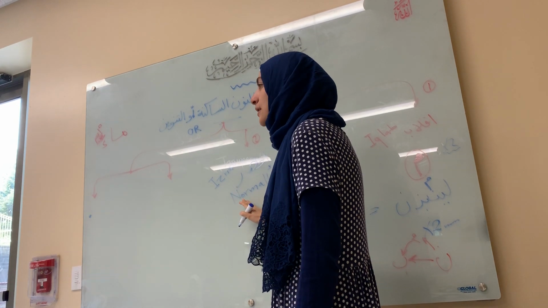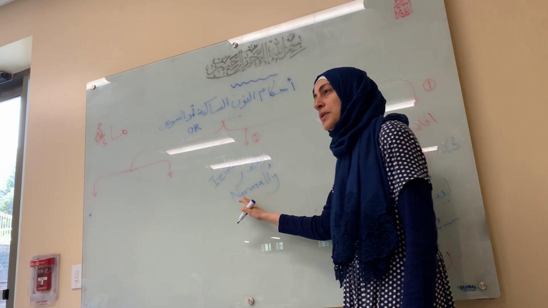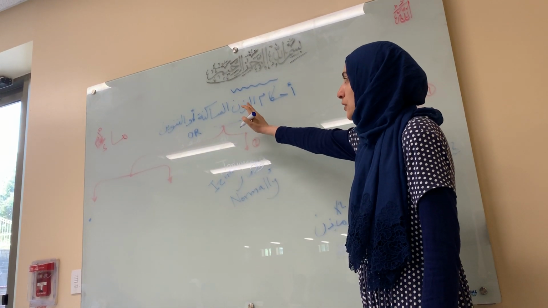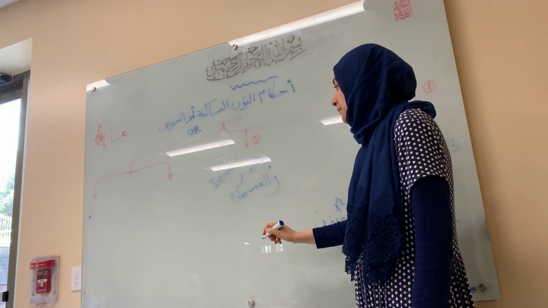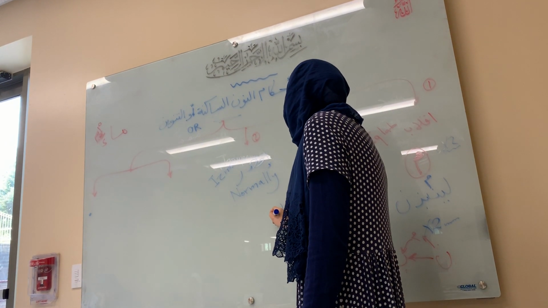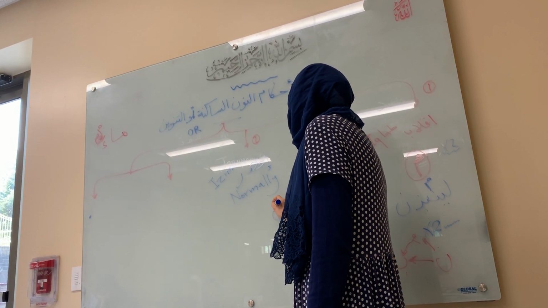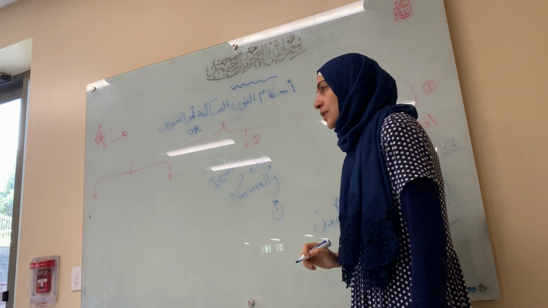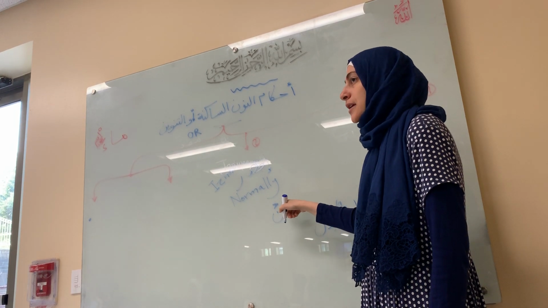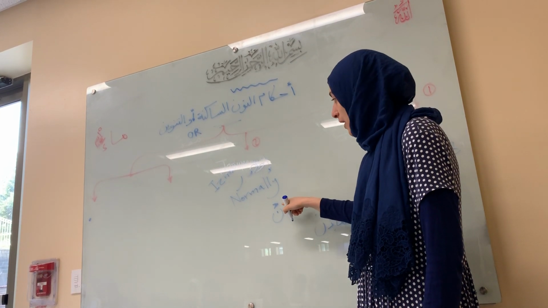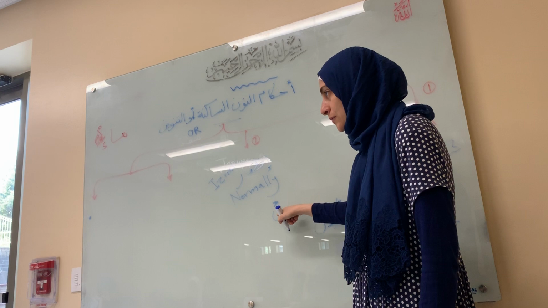When I'm going to say the tanween or the noon normally, what is the shape? The shape of the noon or tanween with this rule is going to look like this: noon with a sukoon sign, written like this. You have to have this sukoon sign on the noon.